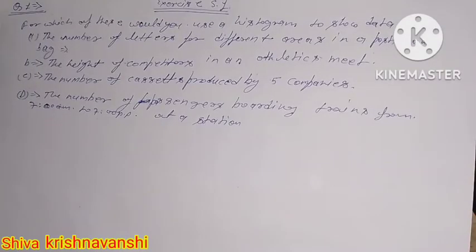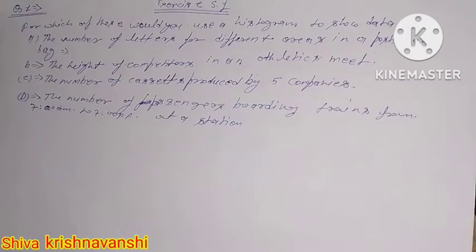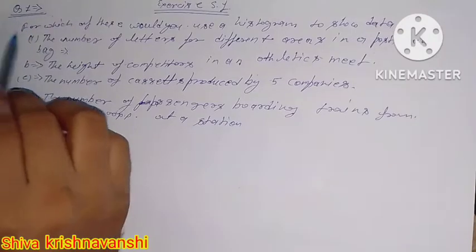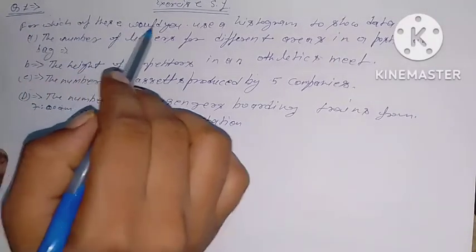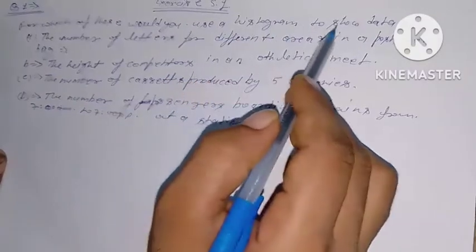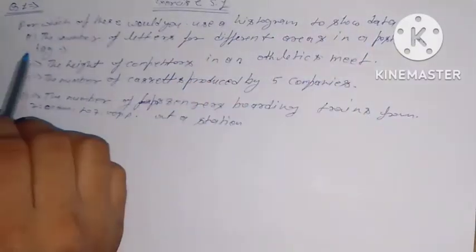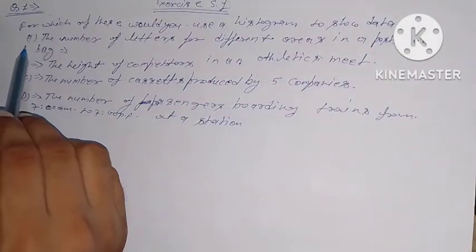Friends, we will start the first chapter, 5.1, which is the data handling chapter. The first question of the data handling chapter is: for which of these would you use a histogram to show data? There are four data sets presented here.